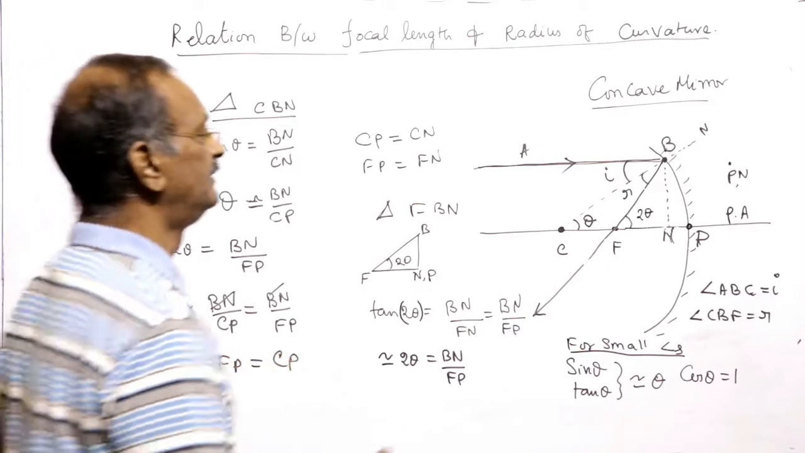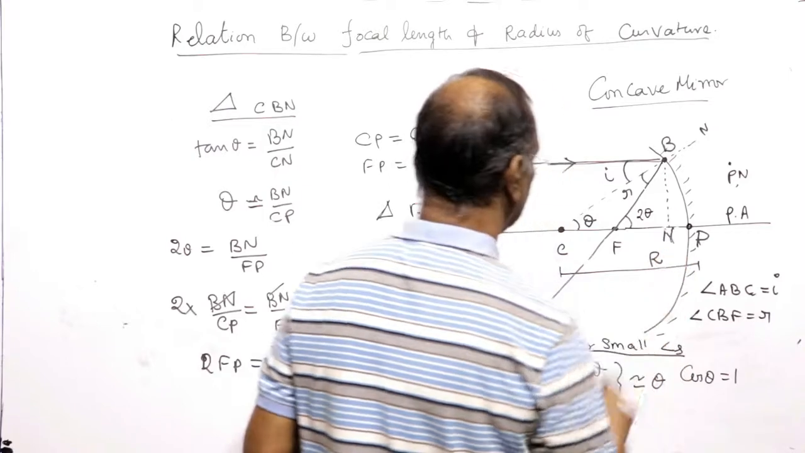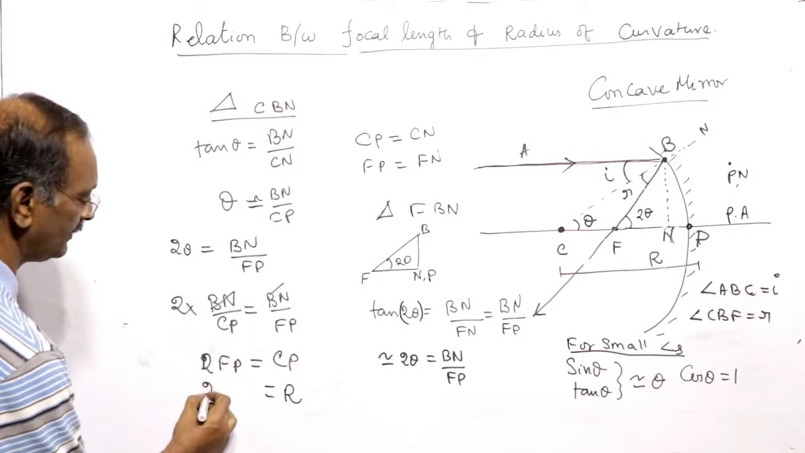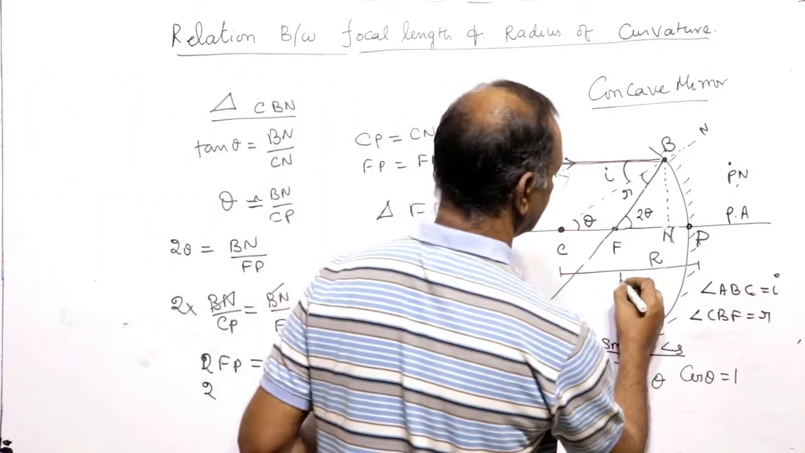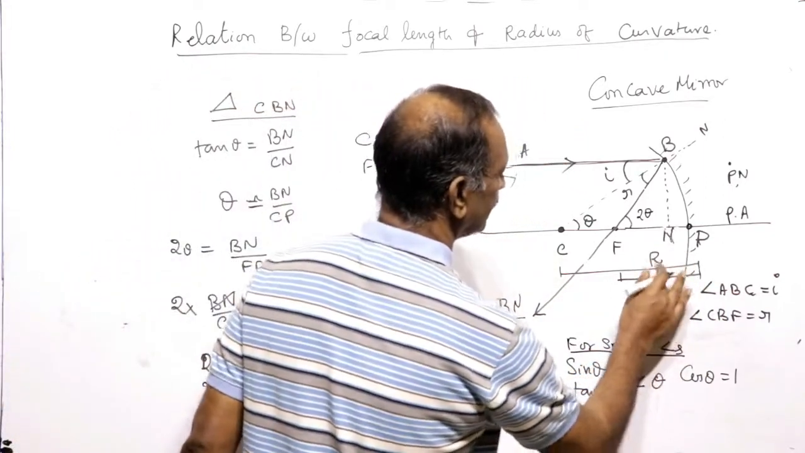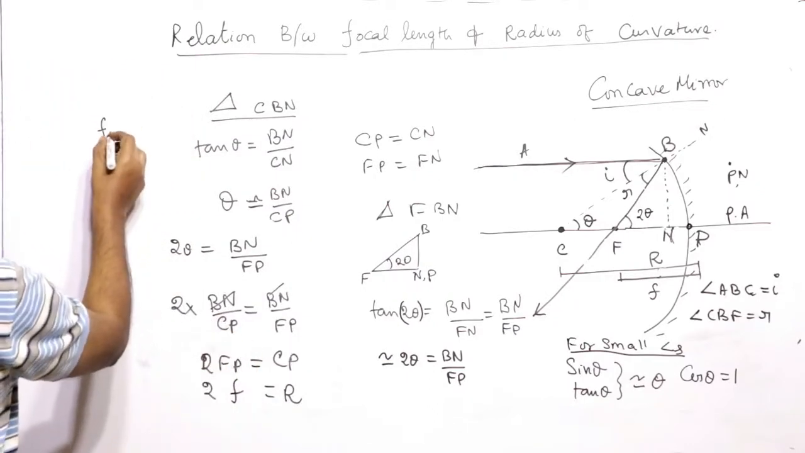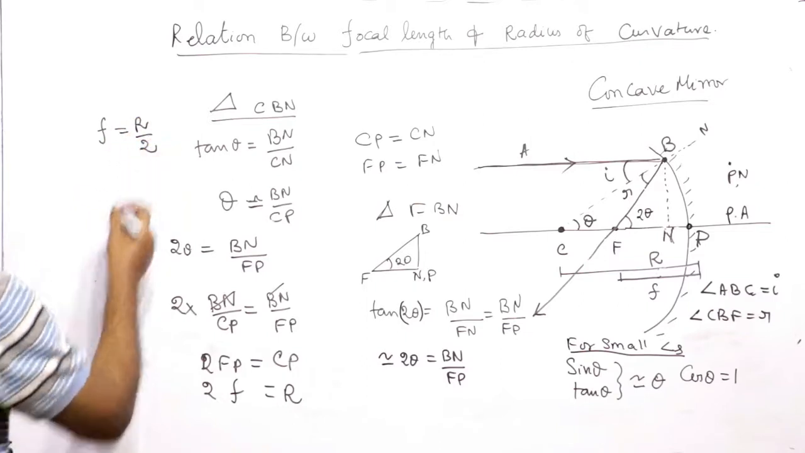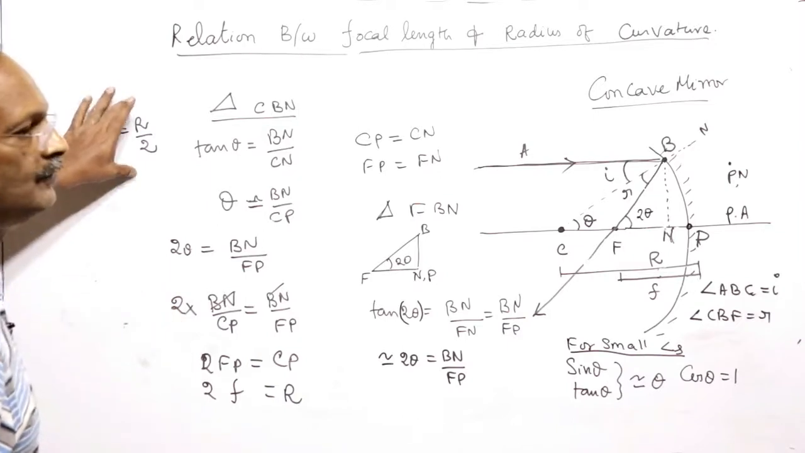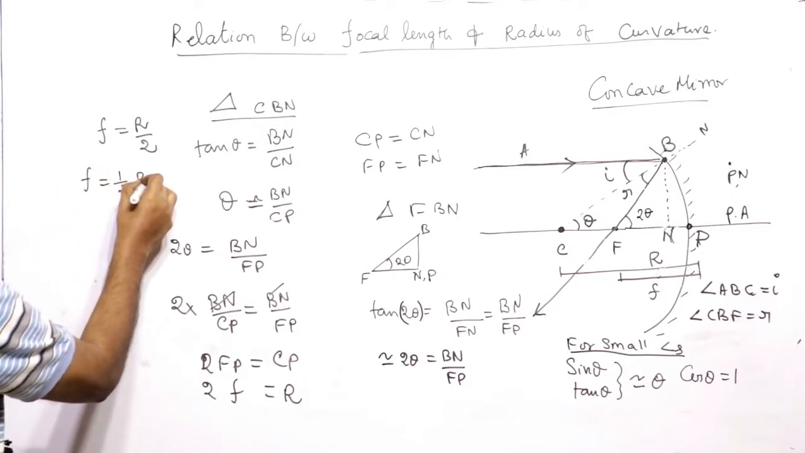What is CP? CP is the distance equal to the radius of curvature, which we call R. And what is FP? It is the focal length, which we write as F. So 2 into F is equal to R, or F is equal to R by 2. This is the relation between focal length and radius of curvature. That is, the focal length is equal to half of the radius of curvature.